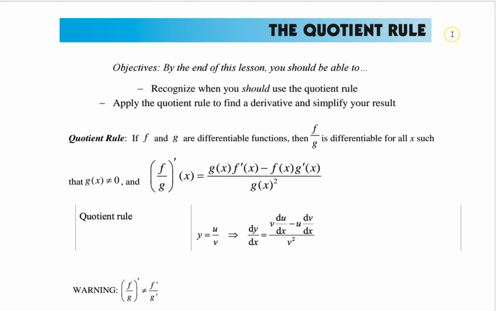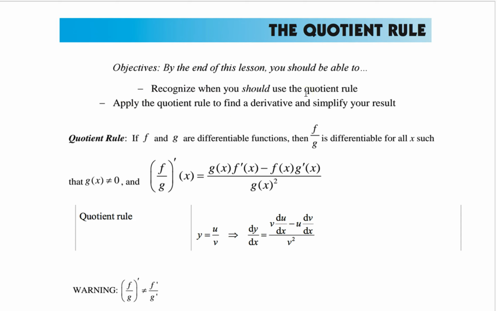The quotient rule. Very similar to the product rule, it's when we want to divide functions, we do it using the quotient rule. So, objectives. By the end of the lesson, you should be able to recognize when you should use the quotient rule. Notice how it's italicized, should. We'll talk about that. And apply the quotient rule to find derivatives and simplify the final result.